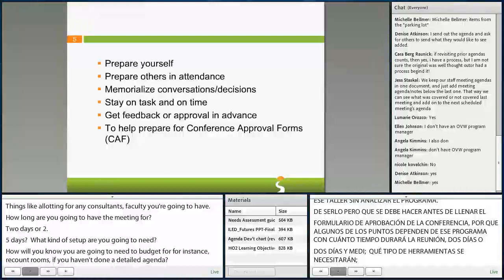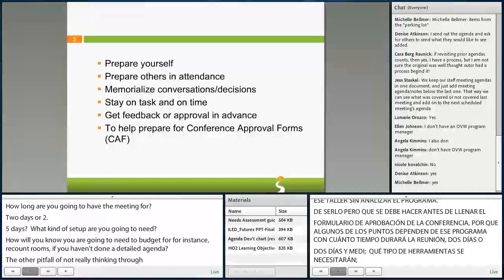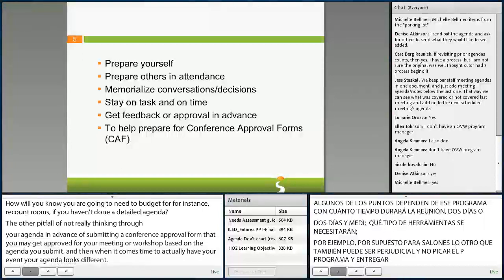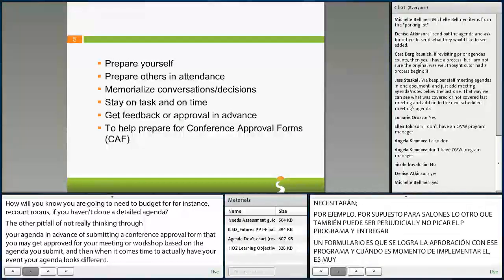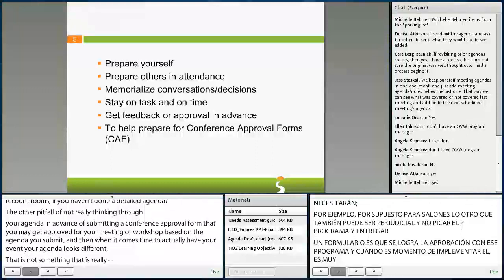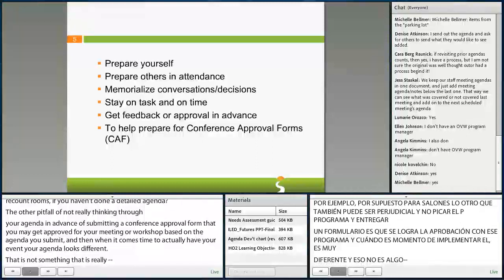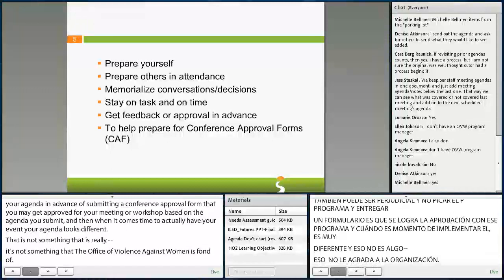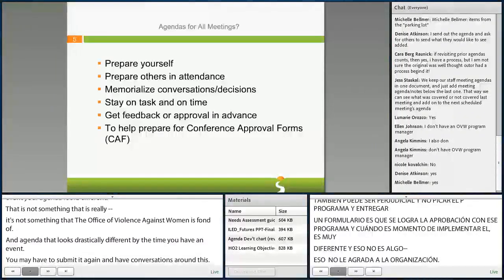The other sort of pitfall of not really thinking through your agenda in advance of submitting a conference approval form is that you may get approved for your meeting or your workshop based on the agenda you submit, and then when it comes time to actually have your event, your agenda looks very different. And that's not something that the Office on Violence Against Women is fond of if you're going to have an agenda that looks drastically different by the time you have your event. So you may have to submit it again and have conversations around it. So it's important just to think through in advance what you really want to put in that agenda.